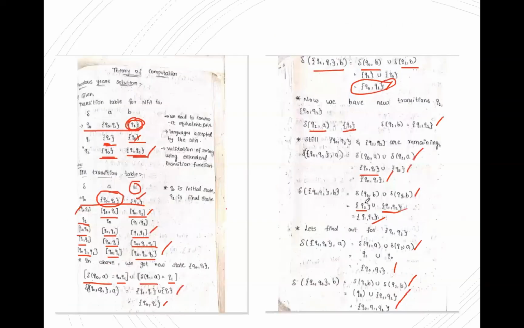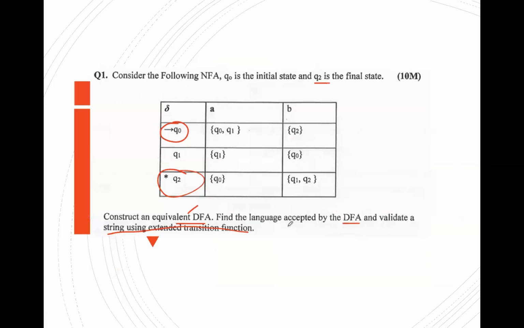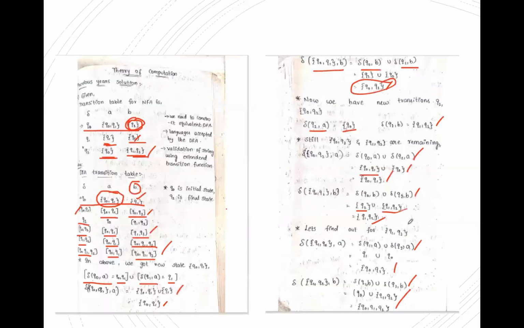So that is the second part, the language accepted by the DFA. Now you need to validate a string using the extended transition function.